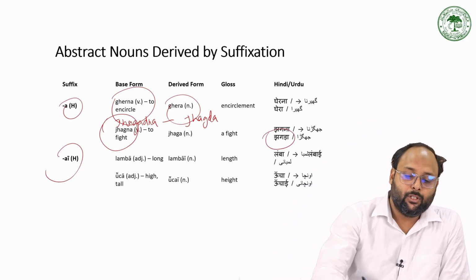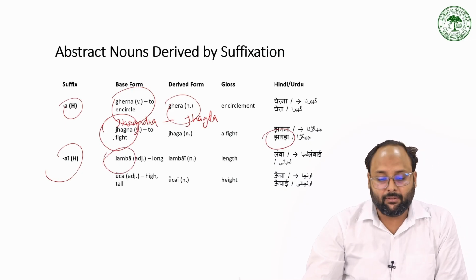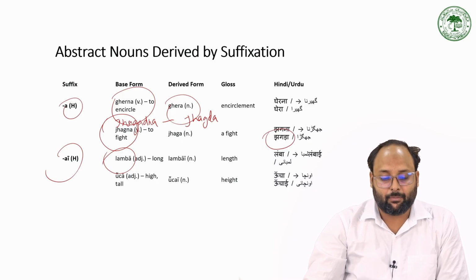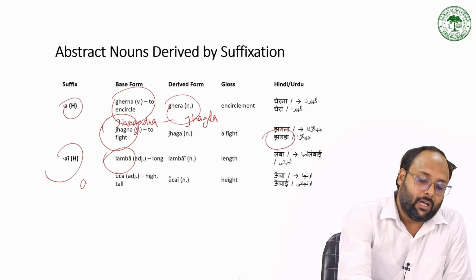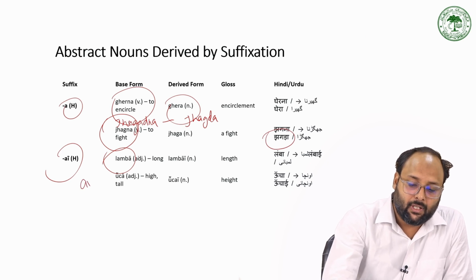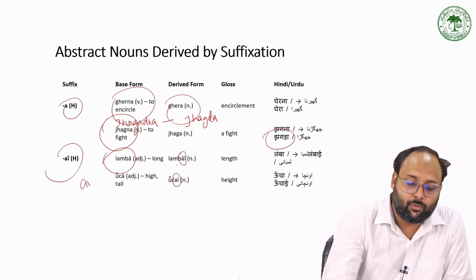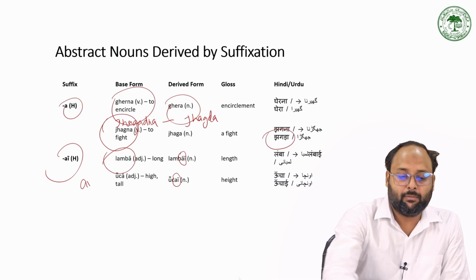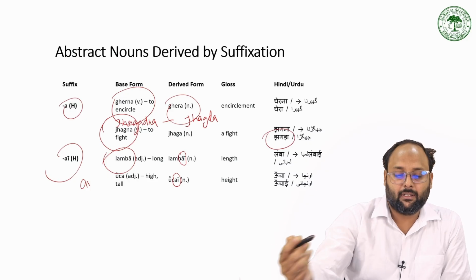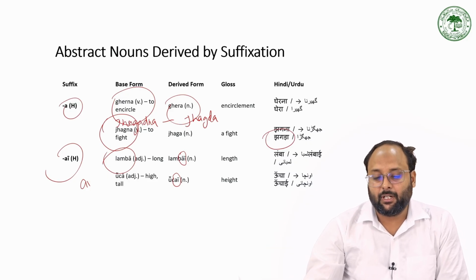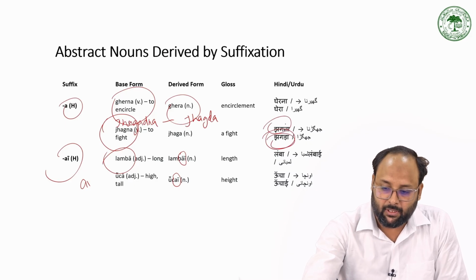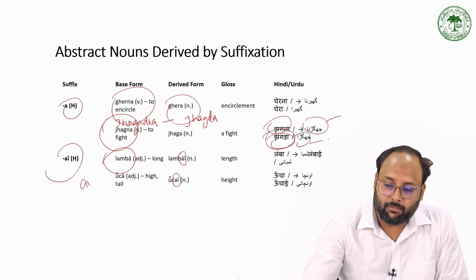And we have I. We have the word lamba, which is an adjective, and it changes into the noun lambai. And we have the word uncha, and it changes to unchai. So this is the I suffix we use to create the noun from the adjective. But in verbs we have gherna becoming ghera and jhagadna becoming jhagda. You can see here, in Urdu Hindi, jhagadna becomes jhagda.